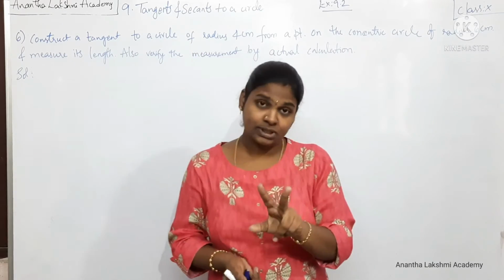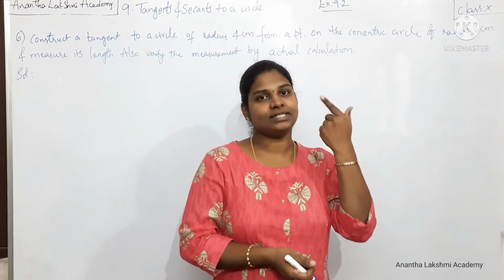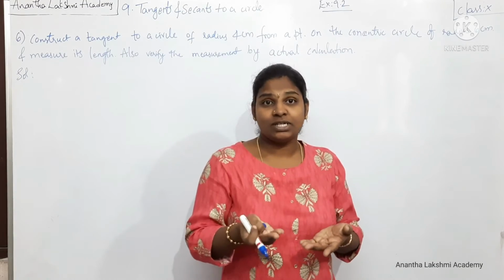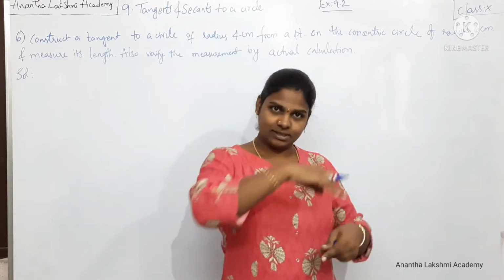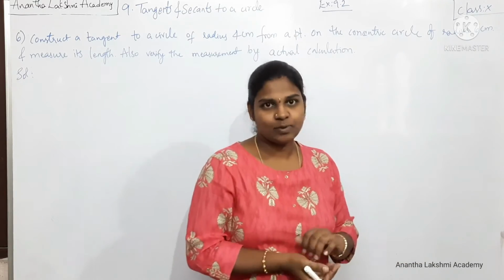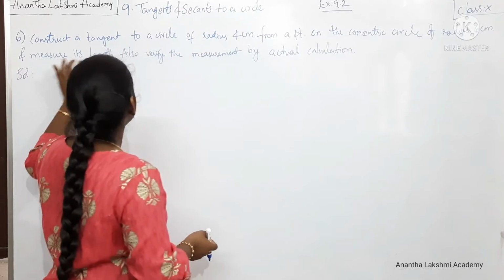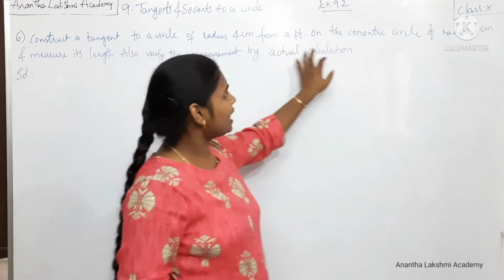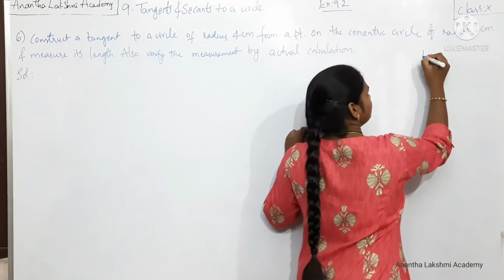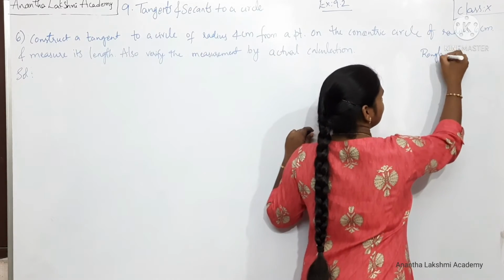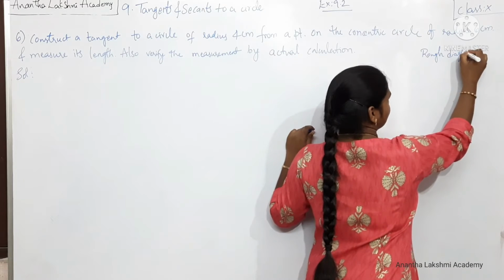So here we have two circles, one is 4 centimeters and the other is 6 centimeters. So which one is going to lie outside? Obviously the higher radius one, which is 6 centimeters, is the bigger circle, and 4 centimeters is the smaller circle. And measure its length. Also verify the measurement by actual calculation. Alright, so as I told you, these are all geometrical constructions. Let's look at the rough diagram first.